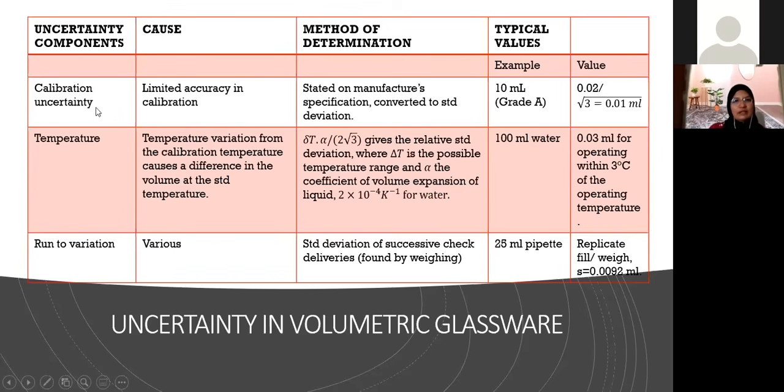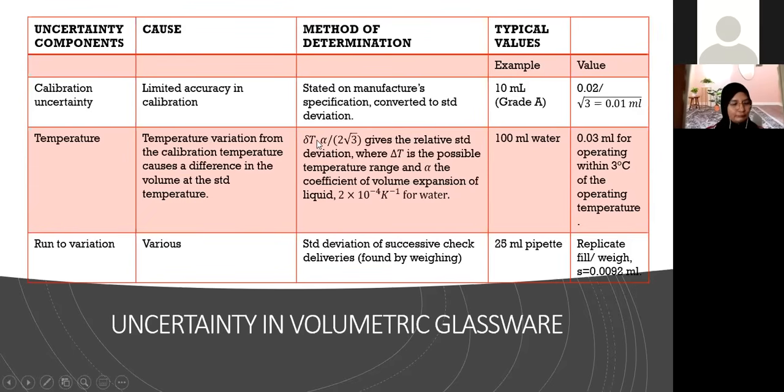So example, calibration uncertainty first. Where do you get the method? It is stated in the manufacturer specification, then you convert to standard deviation. For example, 10 ml grade A, maybe a 10 ml volumetric flask, its uncertainty is 0.01 ml. It is given actually. Okay, this is calibration uncertainty.